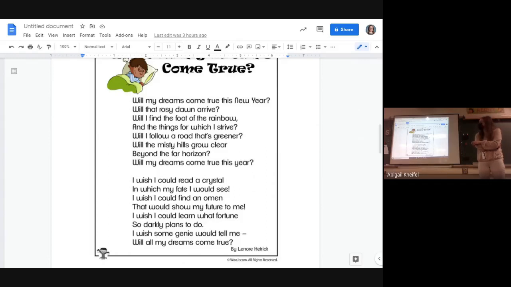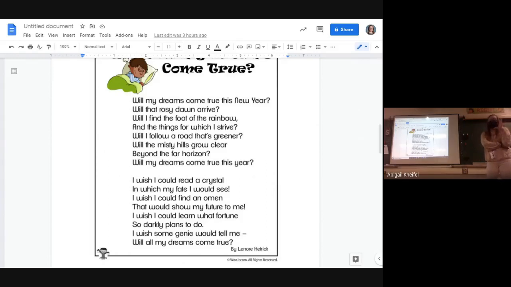Will I follow a road that's greener? Will the misty hills grow clear beyond the far horizon? Will my dreams come true this year? I wish I could read a crystal in which my fate I would see. I wish I could find an omen that would show my future to me. I wish I could learn what future so darkly plans to do. I wish some genie would tell me, will all my dreams come true?